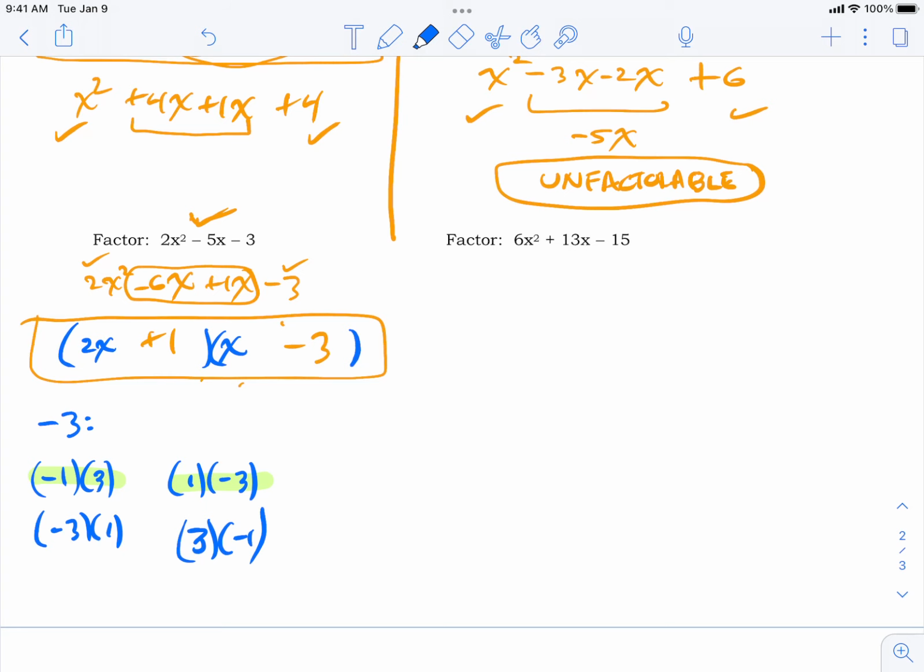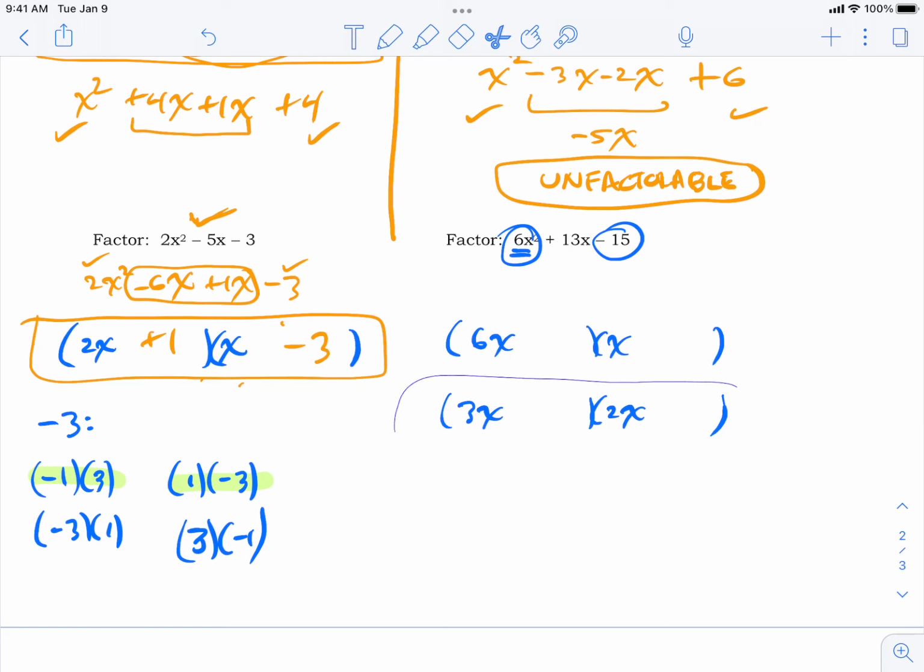Now this one's about as tough as they come, and that's because we have different ways to break up the 6x squared. We could break it up as 6x times x. But we could also break it up as 3x times 2x. There's more than one way to break up the first term, in addition to having more than one way of breaking up the last term. So unfortunately, you don't know which of these it's going to be, so you just have to try both of them.